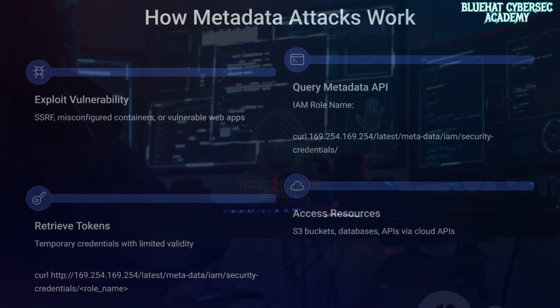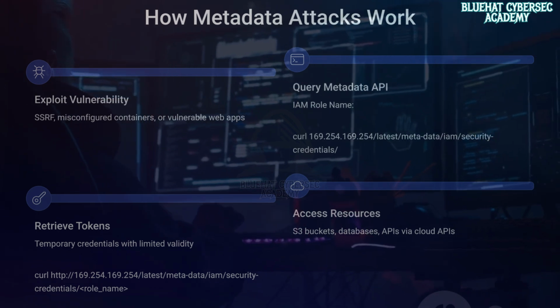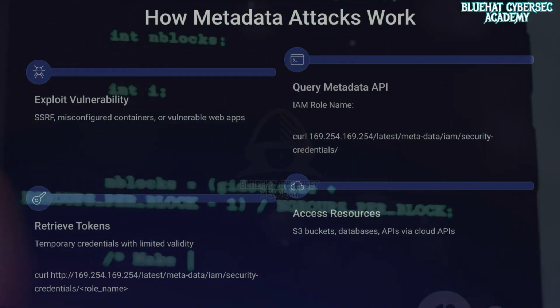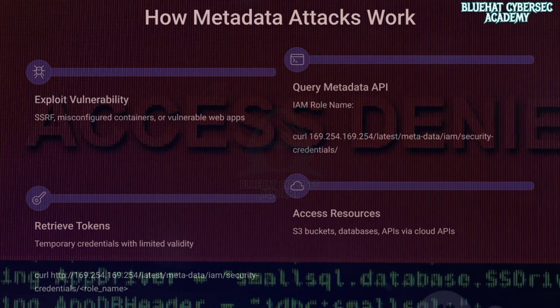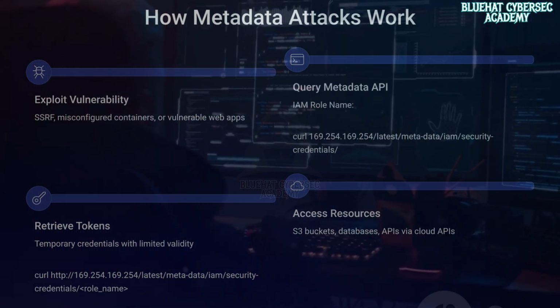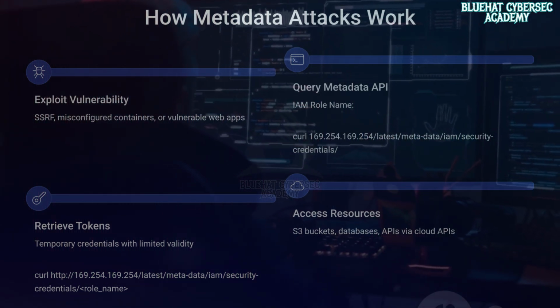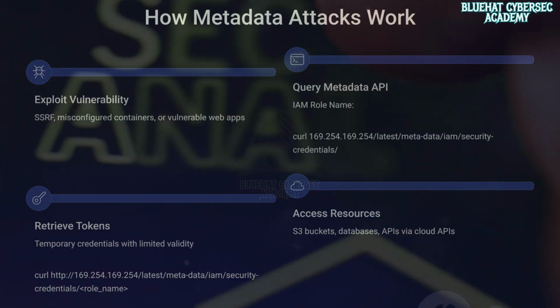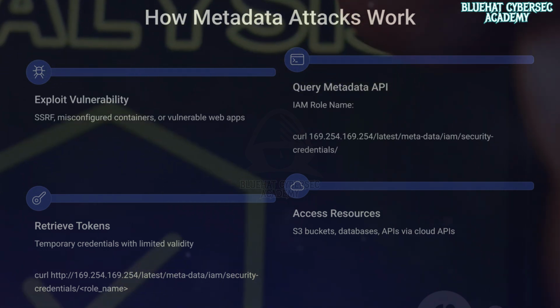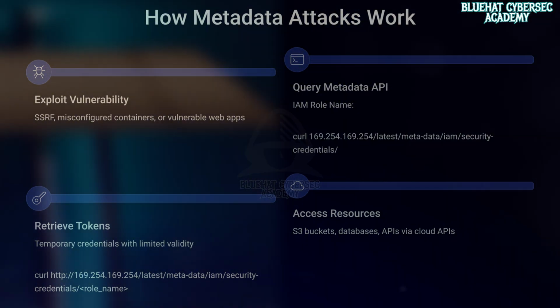Next, once they're inside, the attacker queries the metadata API. A command appearing on the screen can reveal the IAM role name. Then, a second request retrieves temporary credentials, also appearing on the screen. With these temporary tokens in hand, the attacker can now access cloud resources directly via APIs. Because these tokens are valid for only a limited time, the attack is stealthy and often goes completely unnoticed.